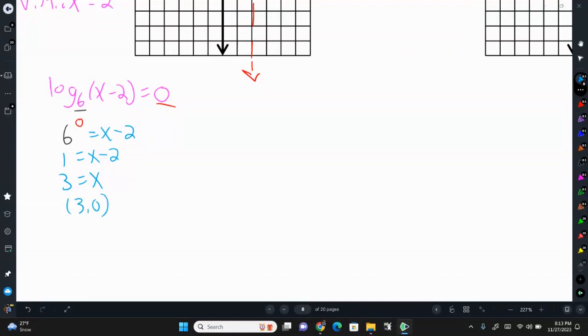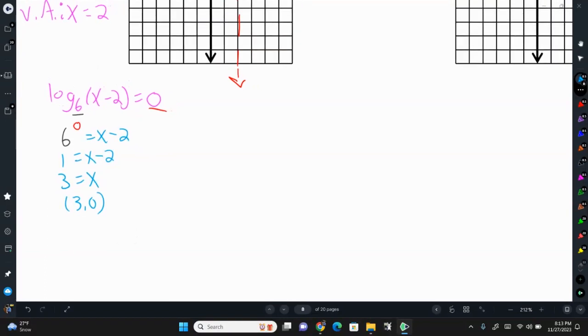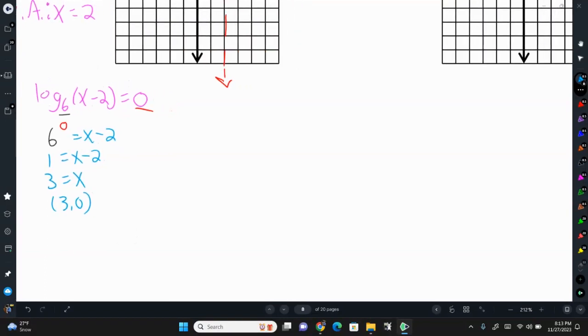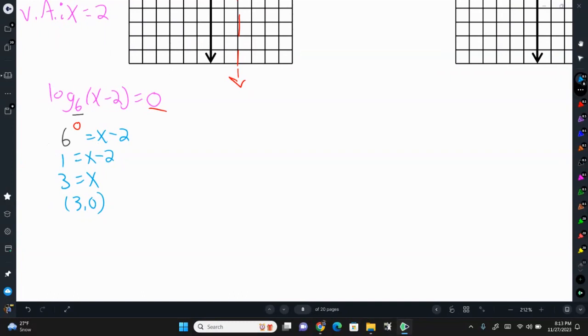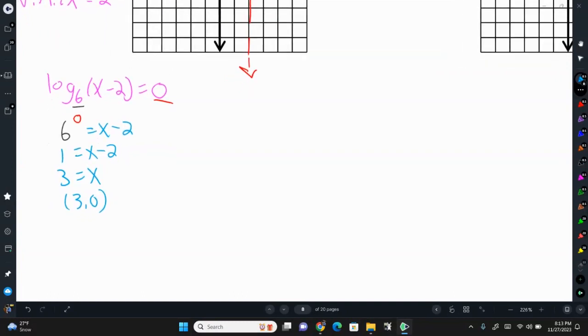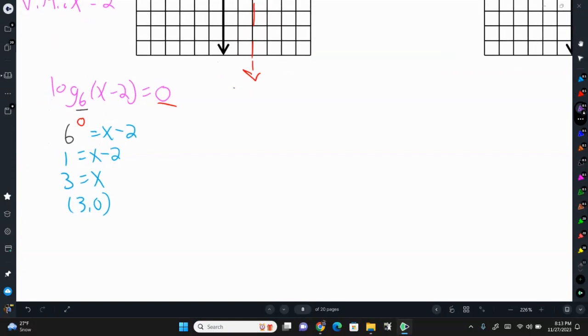Now we have to find another point. And again, we have two options. We can set the inside equal to 6 and substitute that back in because 6 is our base. Or we can set the inside equal to 1 and solve that and see if we get a new point. Now I will do the setting the inside equal to the base first. So x minus 2 is equal to 6. So x is equal to 8.